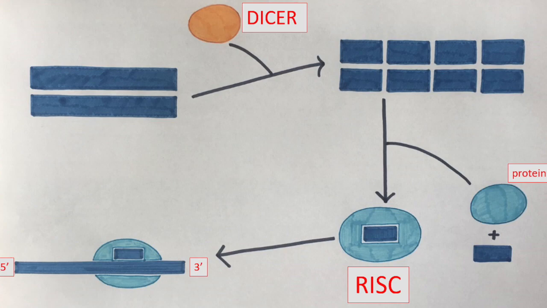Once successfully delivered to the target cells, Dicer will cleave the double-stranded RNA into siRNA, which then combines with other proteins to form the RNA-induced silencing complex. This base pairs with the target mRNA, ending with cleavage and degradation of the target.